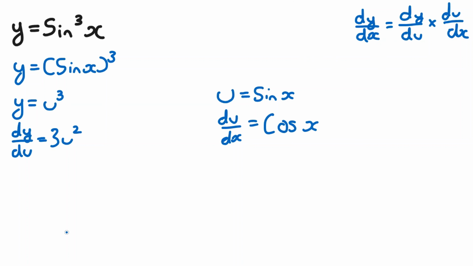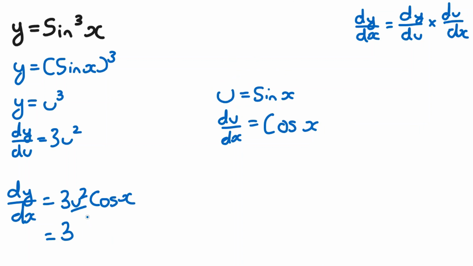So therefore dy over dx is going to be equal to dy over du, which is 3u squared, multiplied by du over dx, which is cos x, like this. Now again, we want to replace the u at the end, so we're going to rewrite this as 3, and as u is sin of x, this is going to be sin squared x cos x. So dy over dx is equal to 3 sin squared x cos x.